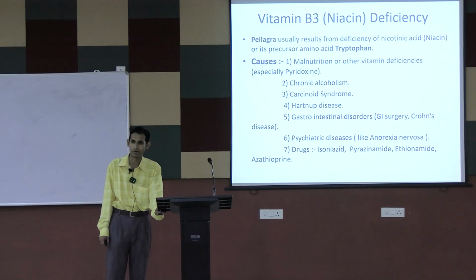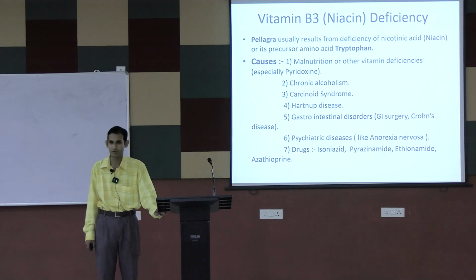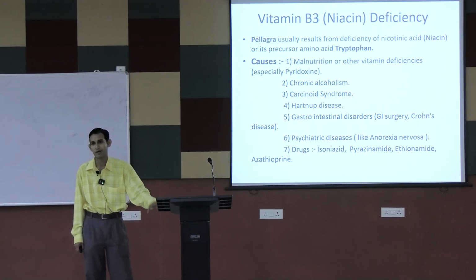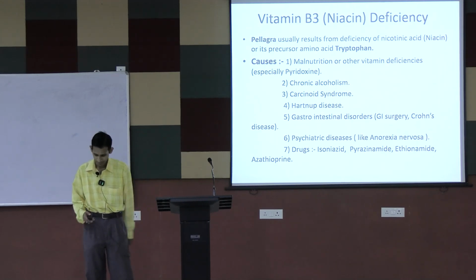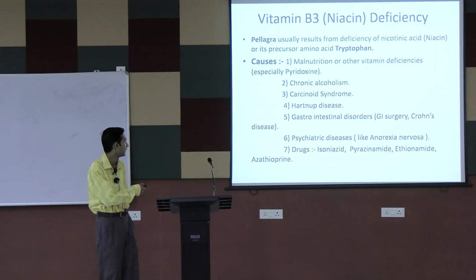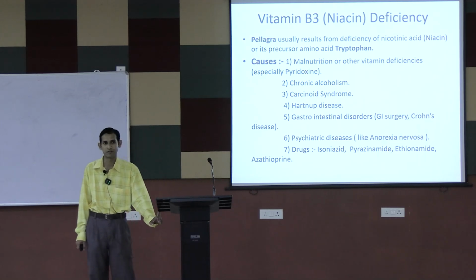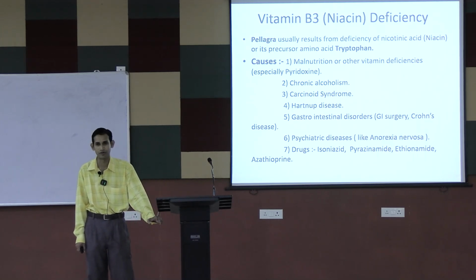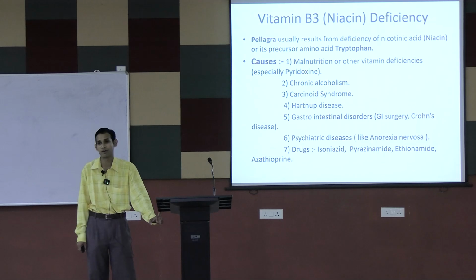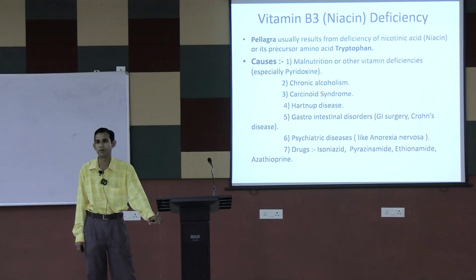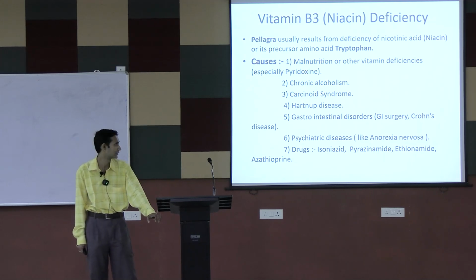So, what are the causes of pellagra? There are several causes. Most important is dietary deficiency, particularly in patients who are dependent on corn, millet, sorghum. Other causes, most important is malnutrition and vitamin deficiency, especially pyridoxine deficiency. As I already told, along with vitamin B3, vitamin B6 deficiency or other B complex deficiency can also lead to this type of condition. Chronic alcoholism can lead to several vitamin deficiencies, including vitamin B3 deficiency.